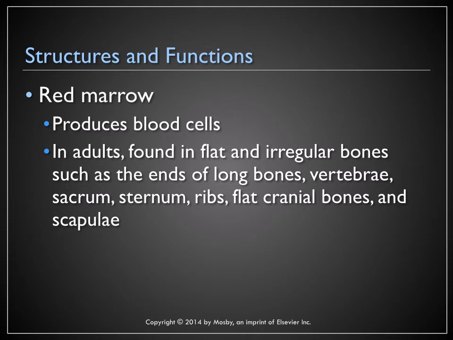The hematopoiesis, or the blood cell production, happens within the red bone marrow. In adults, the red marrow is found primarily in the flat and irregular bones of your body. Some of these flat and irregular bones are the ends of long bones, pelvic bones, vertebrae, sacrum, sternum, ribs, flat cranial bones, and scapula.